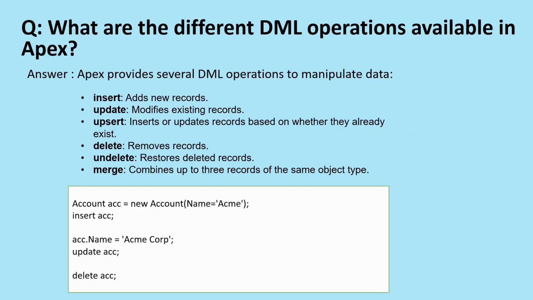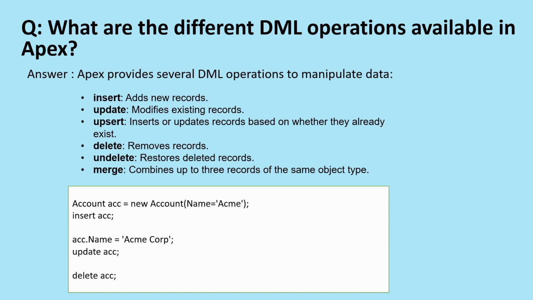So the first question is, what are the different DML operations available in Apex? As we know, Apex provides several DML operations to manipulate the data. Likewise, insert, update, upsert, delete, undelete and merge.